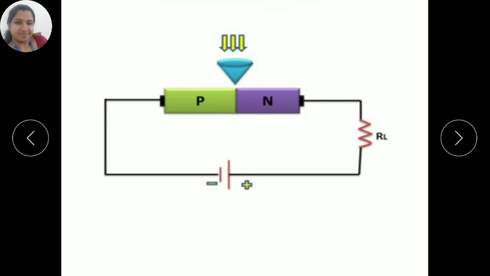So due to the flow of these free electrons and holes, if an electron is generated, that electron crosses the junction and moves towards the positive region. When a hole is generated, it moves towards this negative region. So due to the flow of these minority carriers, a reverse current is developed here. That is the working of photodiodes.